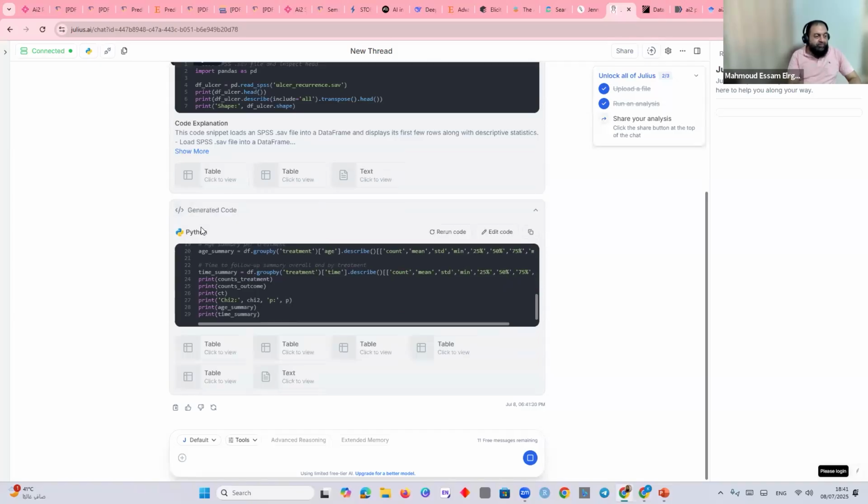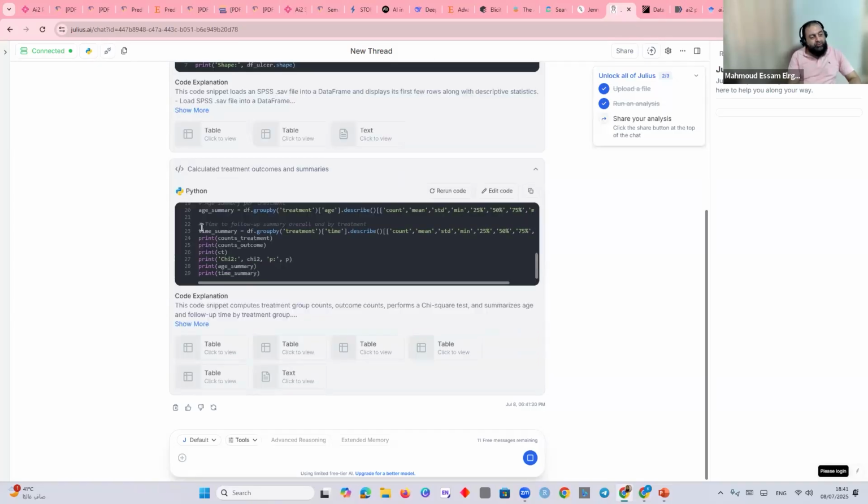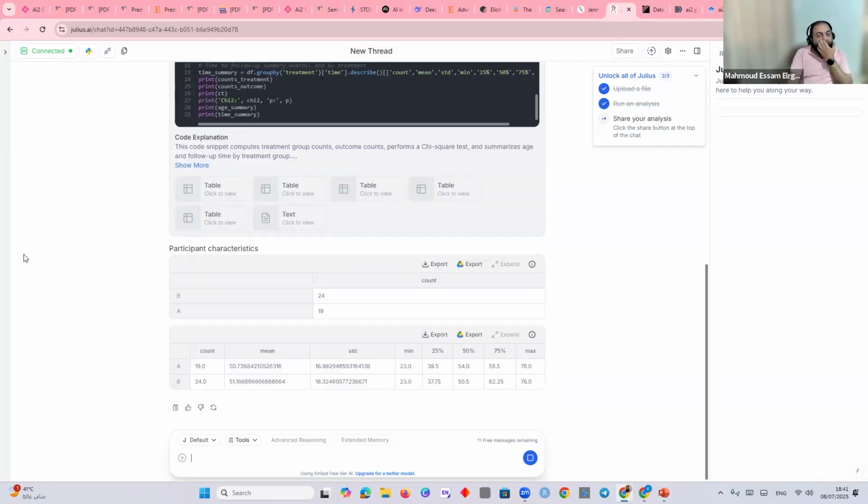Will it be acceptable if I mention in my methods section that I used Julius instead of statistical software in conducting a cross-sectional study? Would journals mind that? This is a very good question.